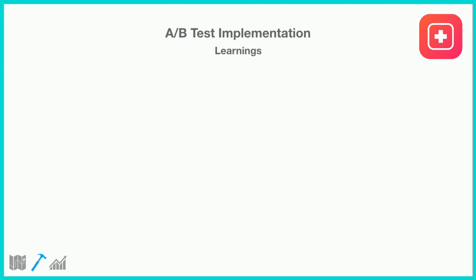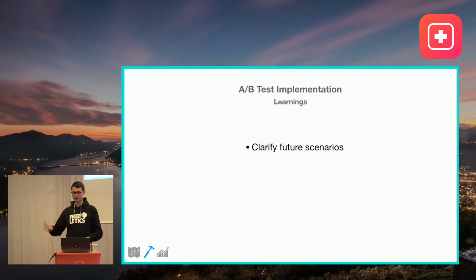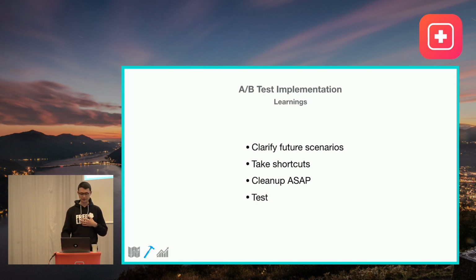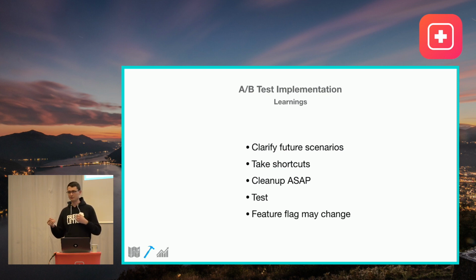and let's go through them just to revise. First, clarify future scenarios, because your solution really depends on these scenarios. Then take a shortcut if it's needed and possible, and clean up your code as soon as possible to keep it simple. Then test all of your cases, and build tools to make this process easier. And of course, if you need, be ready that a feature flag may change.